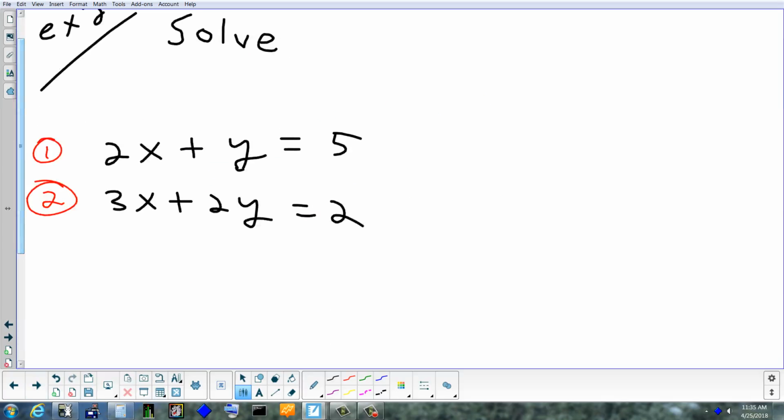Okay, so let's solve it with substitution. Which equation should I pick? Equation 1 or equation 2? 1. Yeah, definitely equation 1. And what letter should I solve it for? Y. Yep. Y is the easiest thing to get by itself. Okay. Anybody tell me if I get y by itself in equation 1, what will it equal?